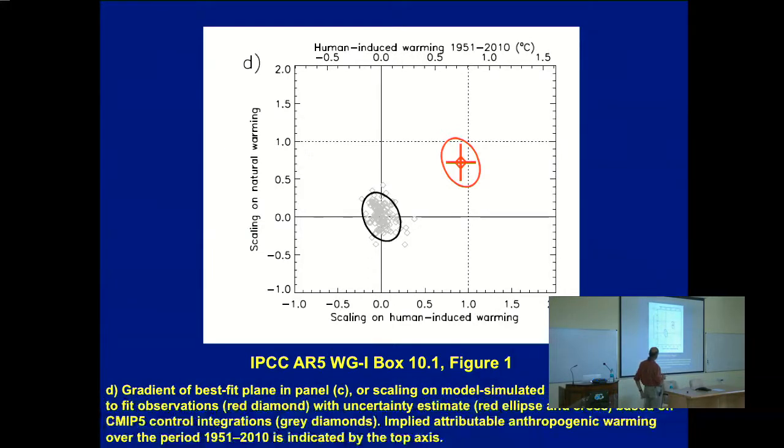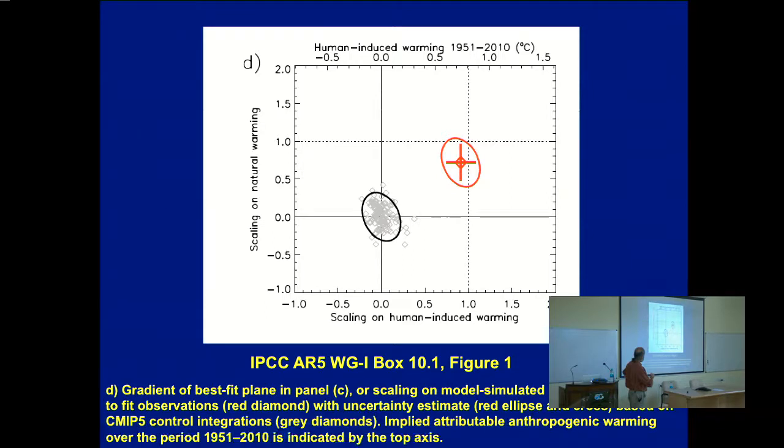Now here is another cloud, which shows how you would scale these two, the natural and the human-induced, in order to get a control run. Okay? So it turns out that this scaling is about 0. So a control run has almost no human-induced warming and almost no natural variations like the sun, okay? So this is one way of representing it.